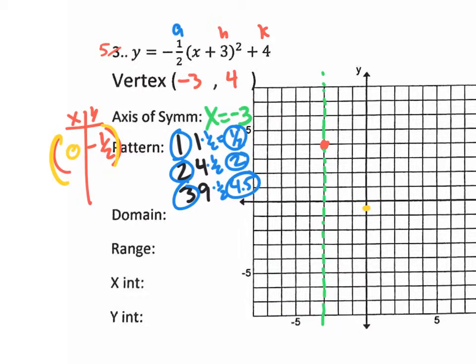I didn't have to do that. I could have used the pattern. Let me show you the pattern. 1, 1 half. So go 1 over and then halfway down. So you're going to put a dot halfway down. So that would be right here.